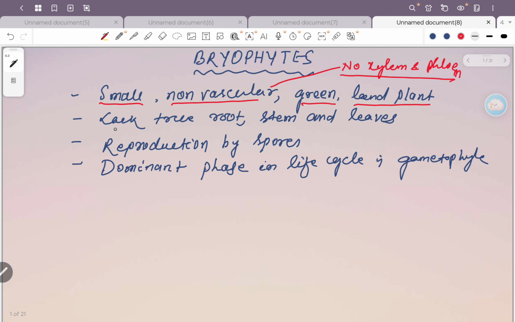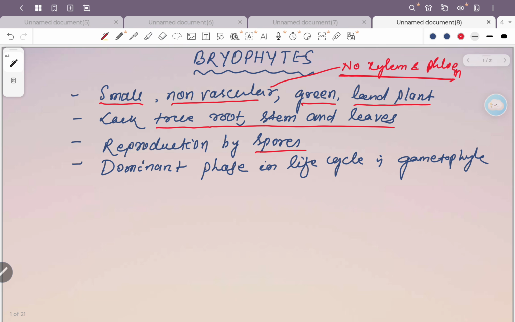They lack true root, stem, and leaves. Why are they known as true root, stem, and leaf? Because the root, stem, and leaves are lacking this xylem and phloem, so they are known as the false root, false stem, and false leaves. Okay, and reproduction takes place by spores. So what are these spores, how these are produced, that we'll discuss later on.